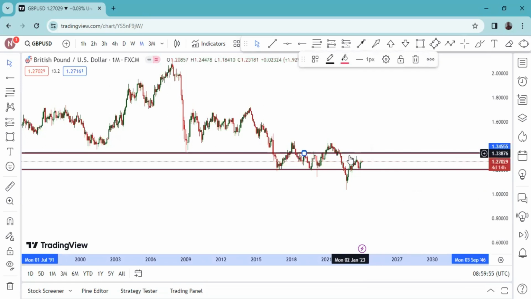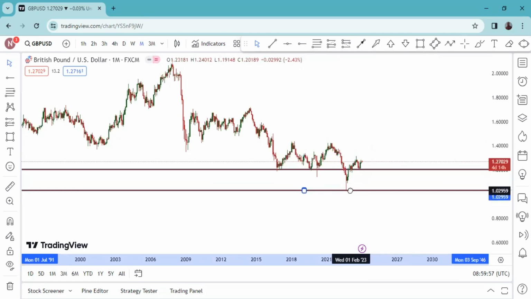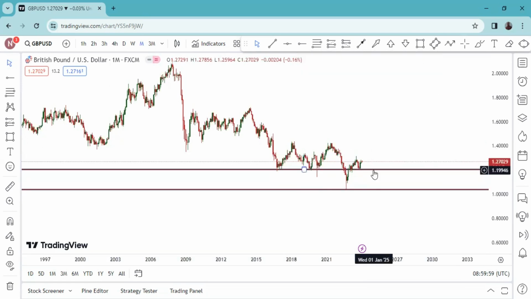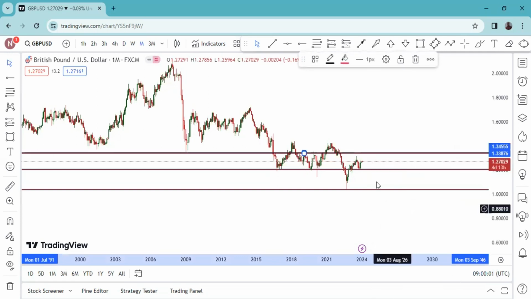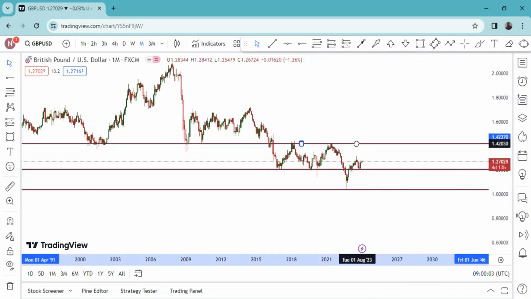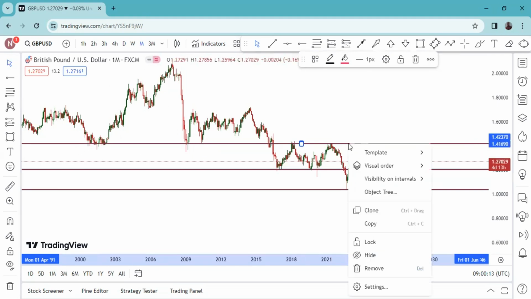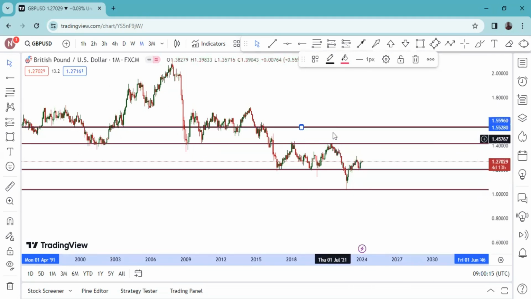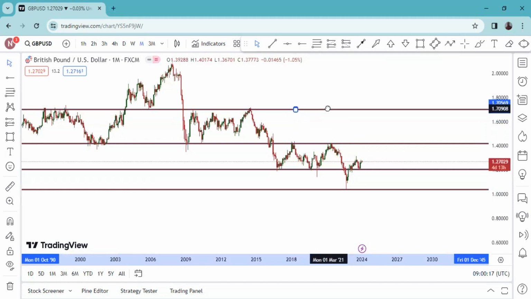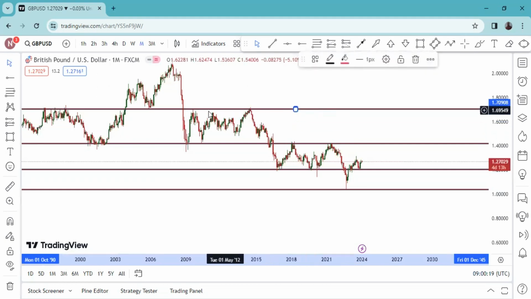Also, I'm going to draw another one on the bottom like that. Then the next one I'm going to draw at the top. You can see we have a formation here of a double top. Market also reacts here, it reacts here, it reacts here. Again, I'm going to draw another one at the top here. You can see some reaction there.